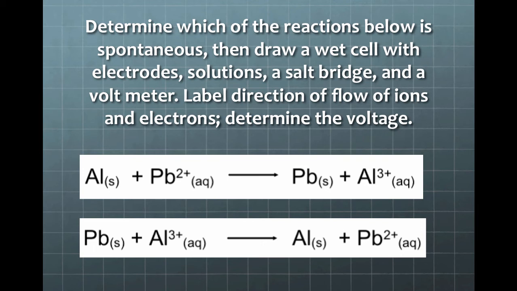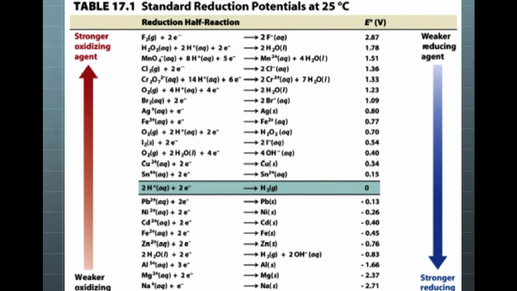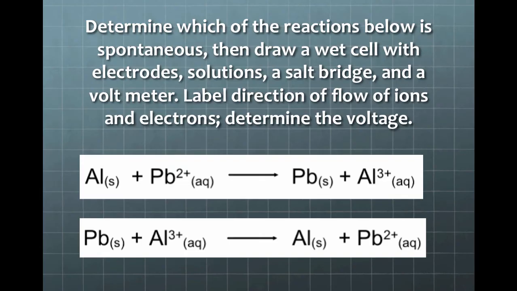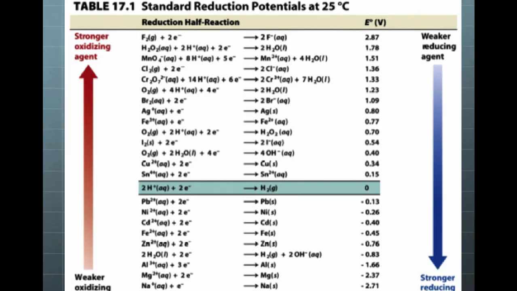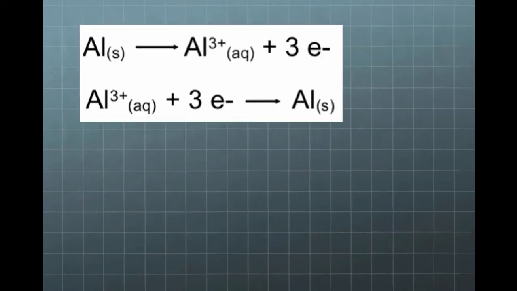To answer this question, you're going to want to look back at this table, and you're going to want to think about which reaction is most likely. Pause the video, try to determine the answer to this question. We need to start with the standard reduction potentials. We need to look for the reaction for aluminum gaining electrons or for lead gaining electrons.